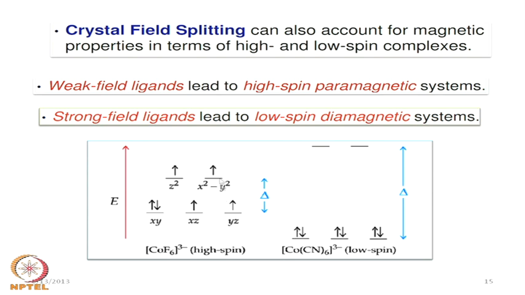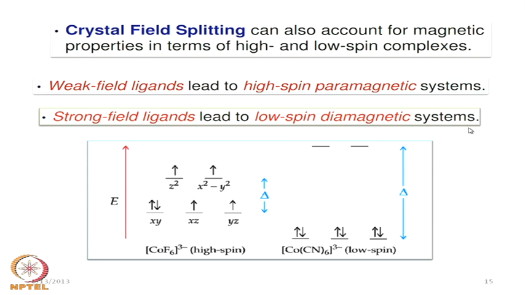Since fluoride, as we all know, is on the left hand side of the spectrochemical series after iodide, bromide, chloride, it has a low delta value and gives rise to a high spin situation. Compared to that, the cyanide ligand from the extreme right hand side of the spectrochemical series has a very high delta value, and we get only the corresponding low spin compound.